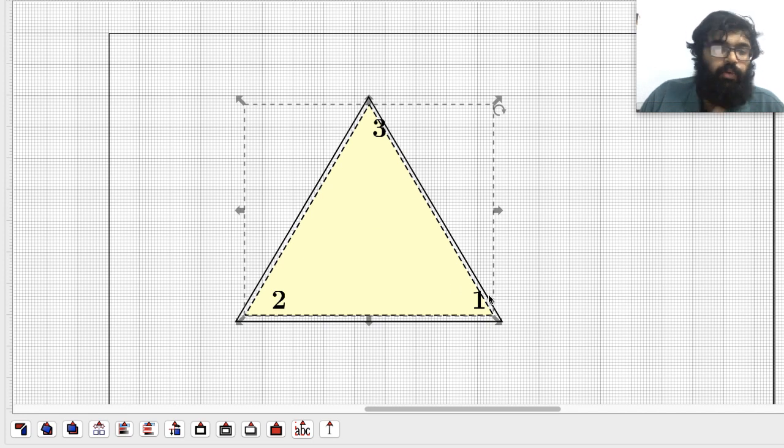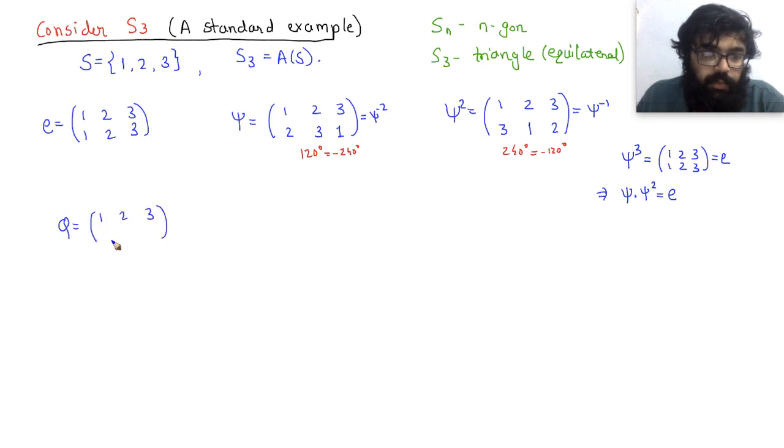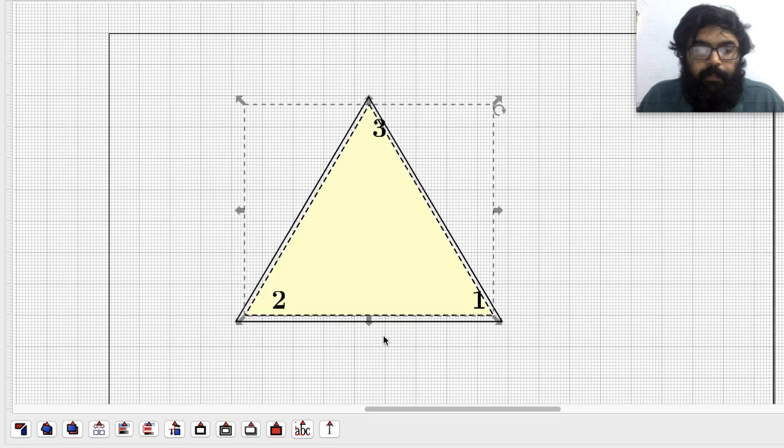Did you observe? You can go back in the video and check. So 3 is as it is, and 1 and 2 have interchanged. So 1 2 3 has now become 2 1 3. So let me denote that element, which is called flipping, by phi. 1 2 3 has become 2 1 3, and so this is flipping.